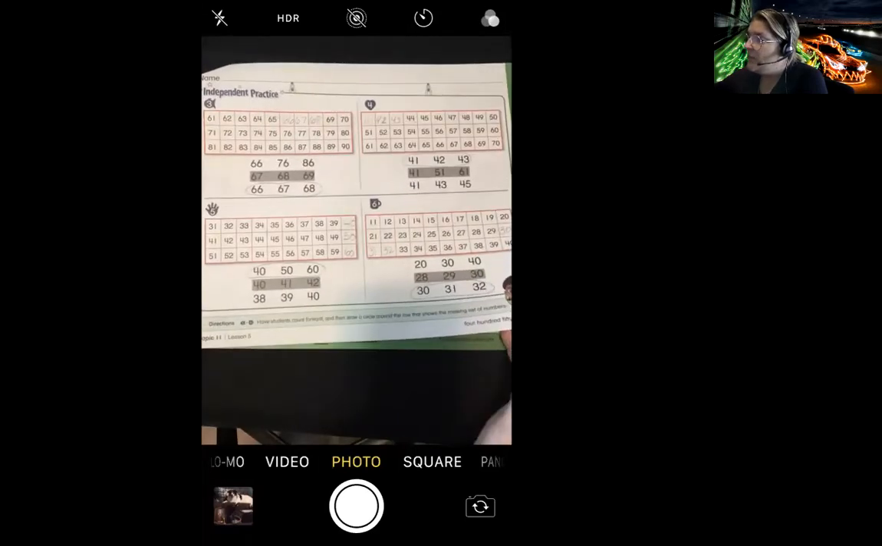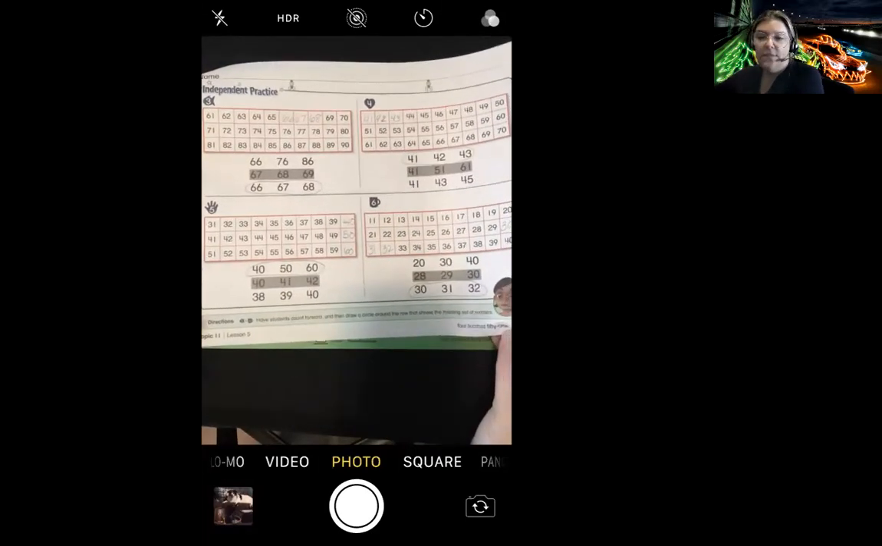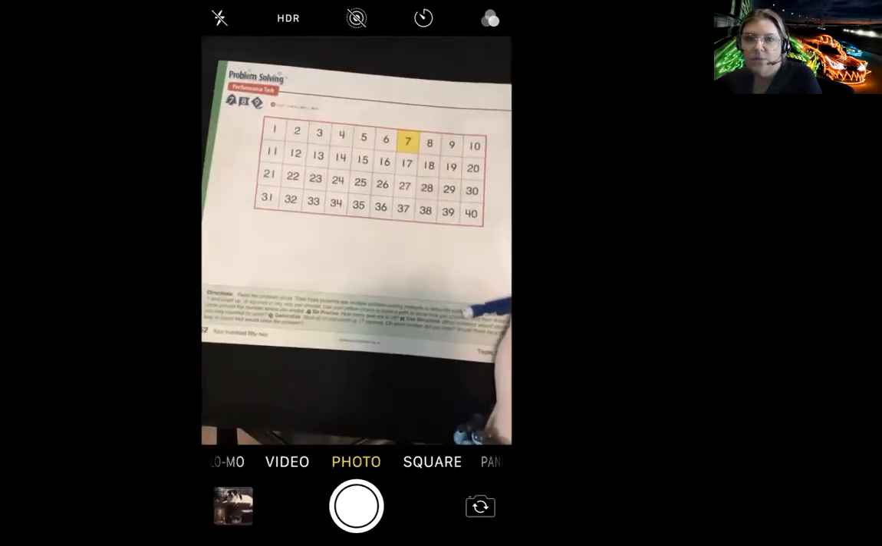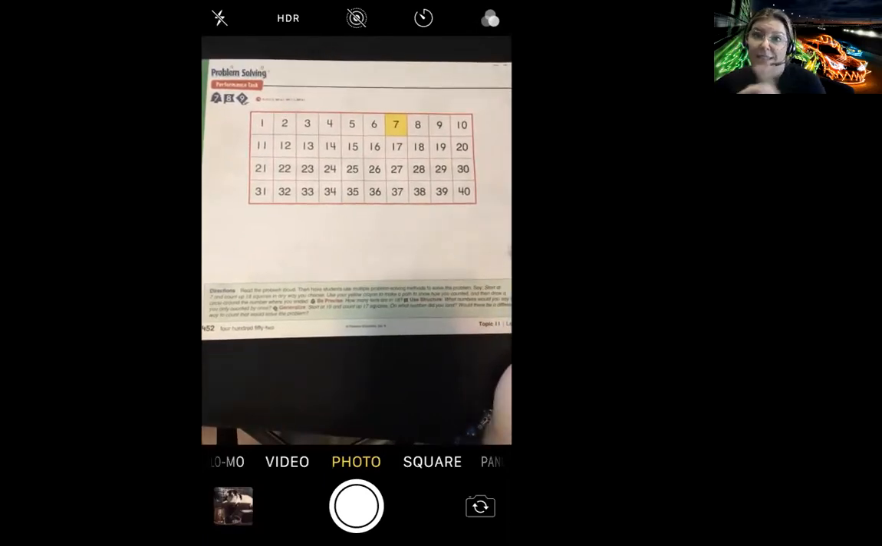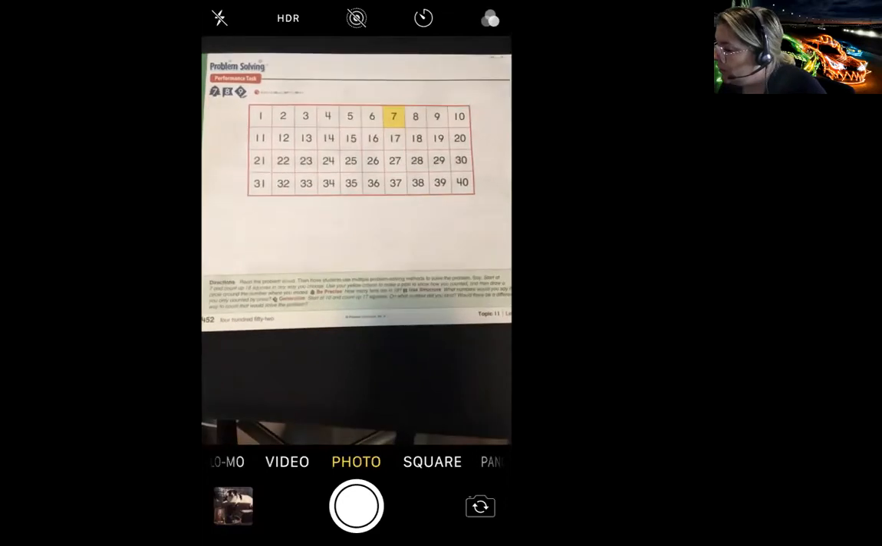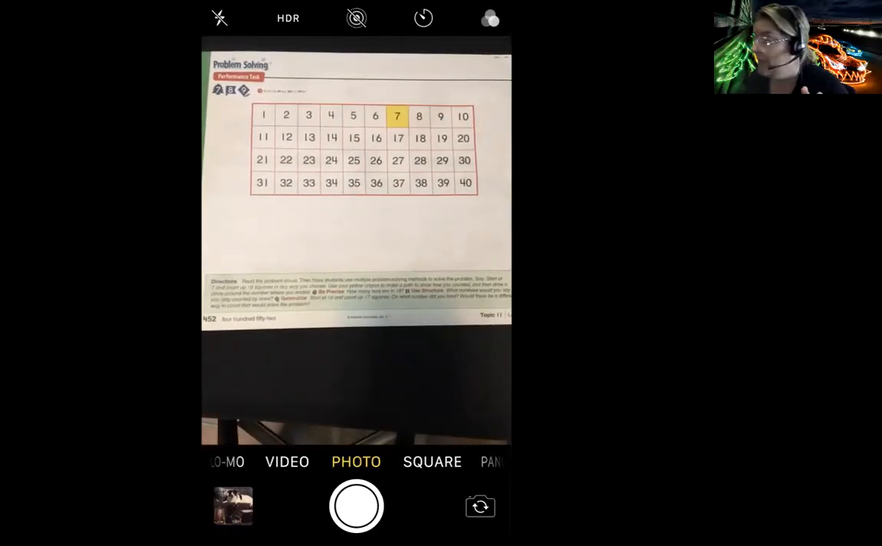Now let's turn the page. We're going to go to page 452. So turn it on over. We're on 452. Okay, and this is going to be the page that you're going to submit under today's assignment, okay? Here we go. So you're going to have to solve the problem. All right, so you're going to start at 7.